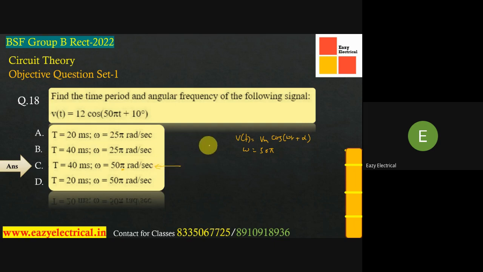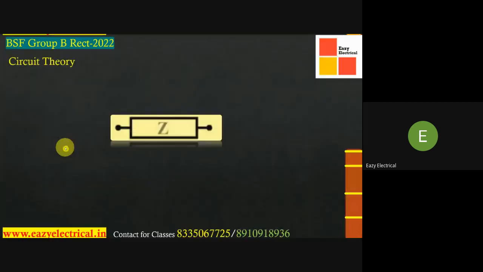Now whatever the value of t, we know that omega is equal to 2 pi by t. That means 50 pi, so t is equal to 2 pi upon 50 pi. That means 1 by 25. 1 by 25 means 40 milliseconds. Sorry, 40 milliseconds, not 4 milliseconds. So C is the correct option. Right. Now coming to next question.